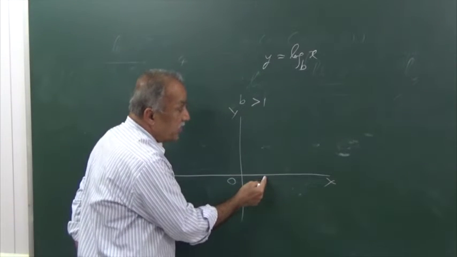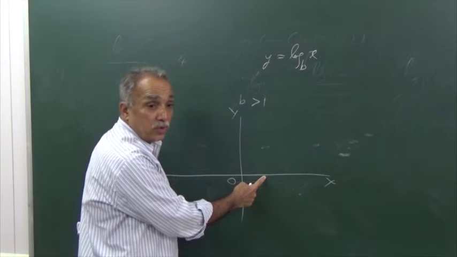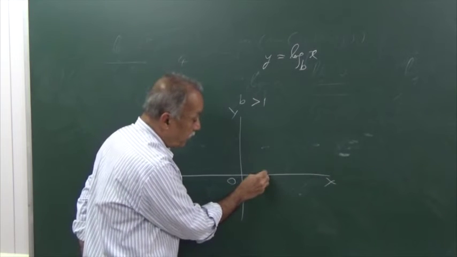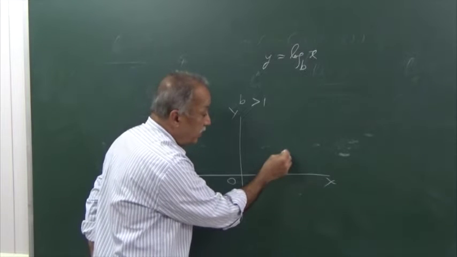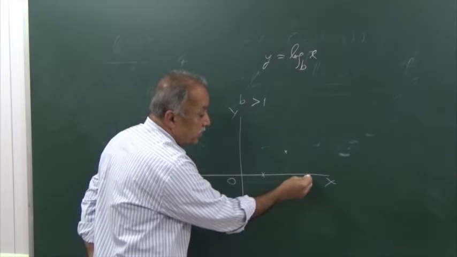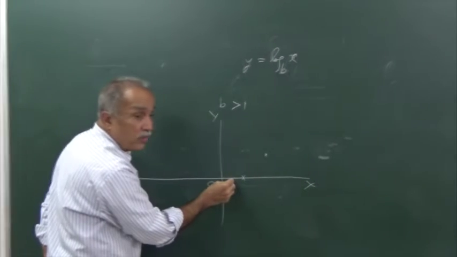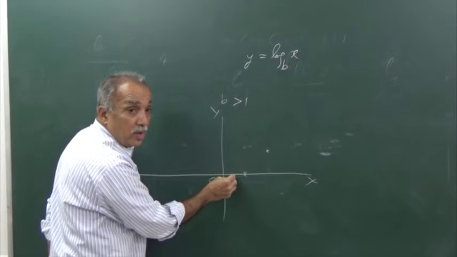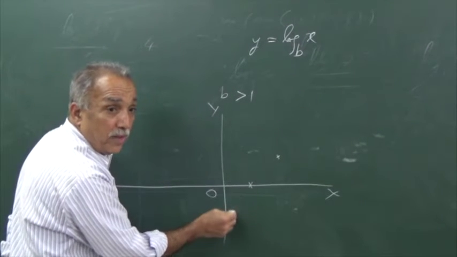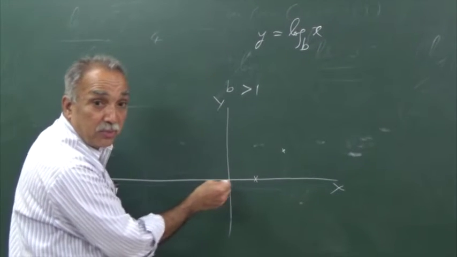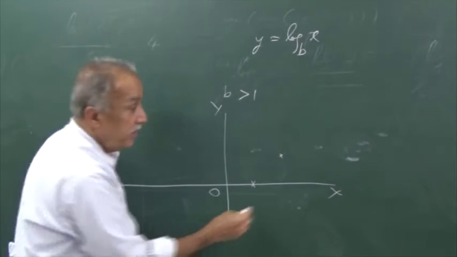Okay. Suppose x is 1. Base is 2, x is 1. What is log of 1 base 2? 0. What is log of 2 base 2? 1. What is log of 4 base 2? 2. What is log of half base 2? Minus 1. What is log of 1 by 4 base 2? Minus 2. As x decreases, approaches 0, the function value will be going down, will be approaching minus infinity.